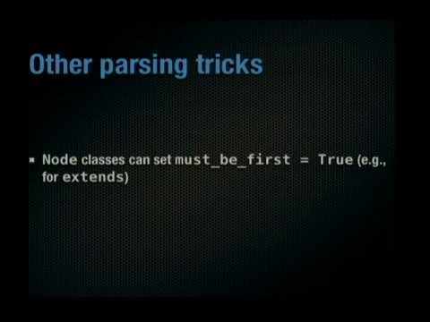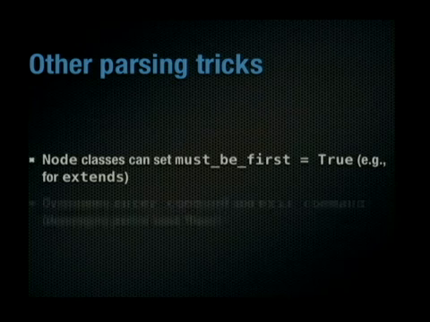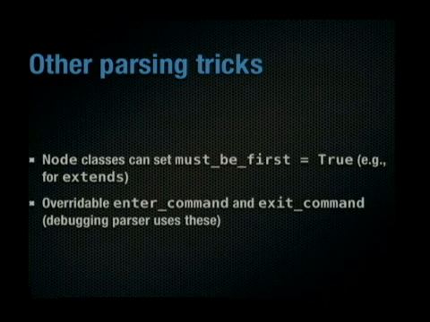Things you can do while parsing. Your node classes can set an attribute called must_be_first. The extends tag does this. It is a syntax error for a node with this set on it to not be the first node in the template. The debugging parser uses enter_command and exit_command. These are methods that get called every time the parser begins or ends processing a tag. The debugging parser uses this because it cares about where it is, so that if there's an error, it can say, I hit this error inside this tag. You have access to this as well. You can use it for logging. You can use it to tweak parsing based on what type of tag you're in, all sorts of fun things.